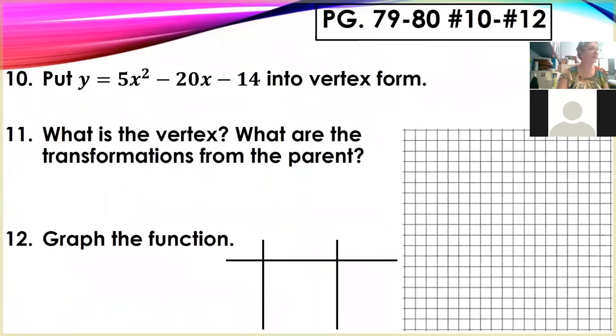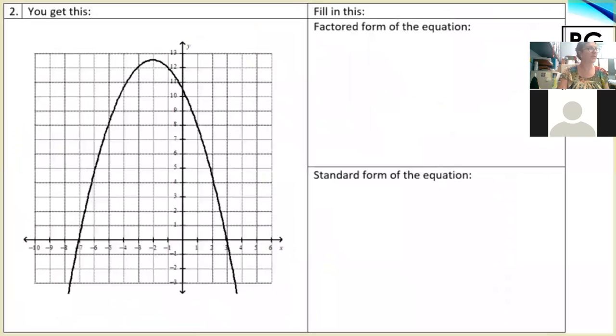Let me see. Want to make sure that we have enough time for things. Let's do this one. I have a graph to look at, and I'm supposed to come up with 2 forms. This is on page 89 in your book. So again, if you have your books, go to page 89. If not, just do this on paper with us. That's perfectly okay.